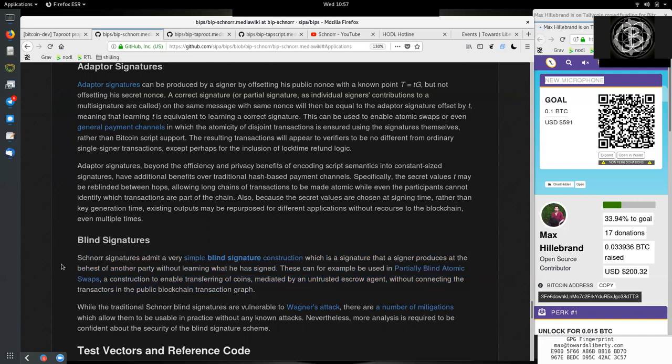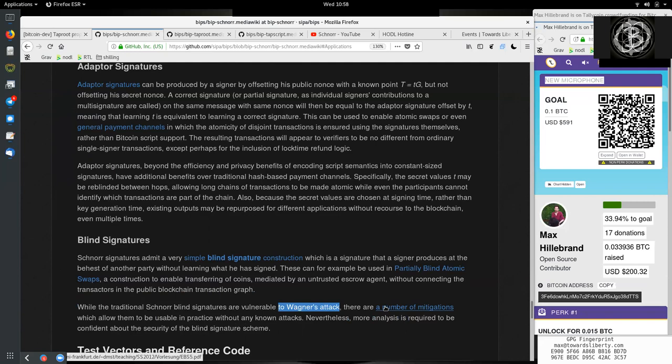Okay, not on consensus level, but already on user application level of the stack. While the traditional Schnorr blind signatures are vulnerable to Wagner's attack, there are a number of mitigations which allow them to be usable in practice without any known attacks. Nevertheless, more analysis is required to be confident about the security of the blind signature scheme. And again, there is this attack vector, right? Wagner's attack. But there are several ways of mitigating this attack.